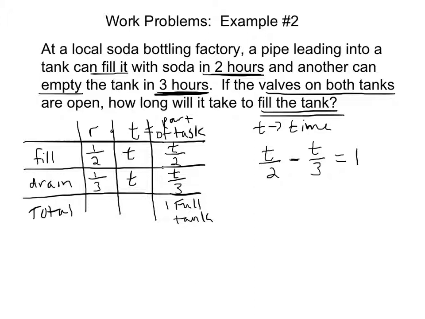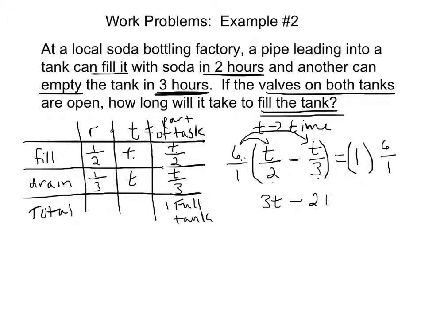So let's see what's going to happen here. Well, in a rational equation, I need the lowest common denominator, which is 6. So I am going to multiply both sides by 6/1. And so again, 2 goes into 6 3 times, and then the 3 times the t will give me 3t. But now I have minus. The 3 goes into the 6 twice, and 2 times t is 2t. So I end up with 3t minus 2t is equal to 1 times 6, which is 6.